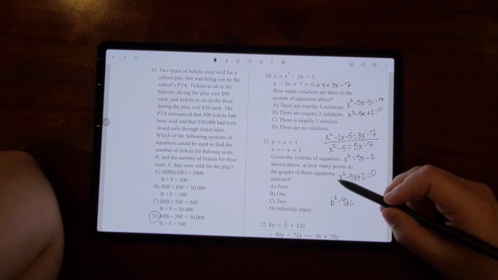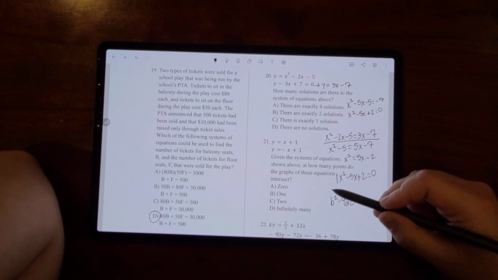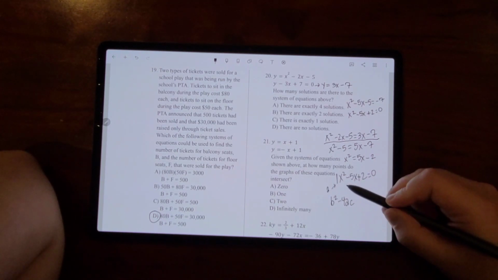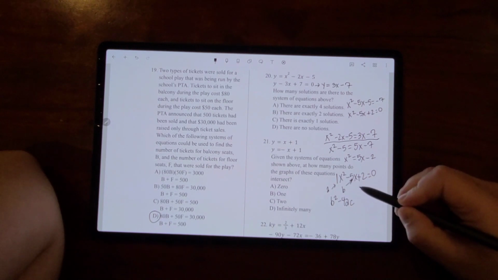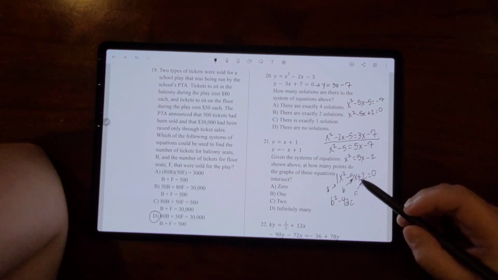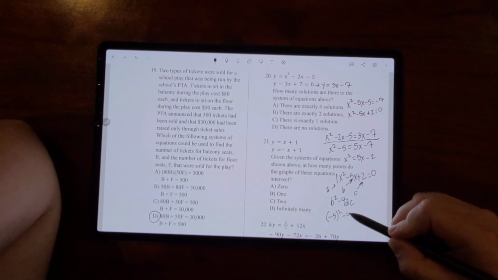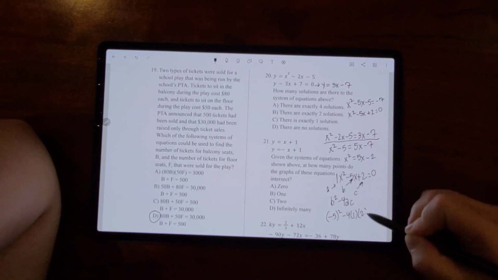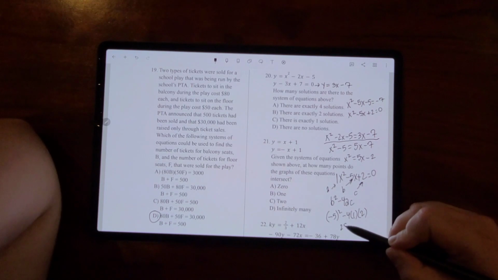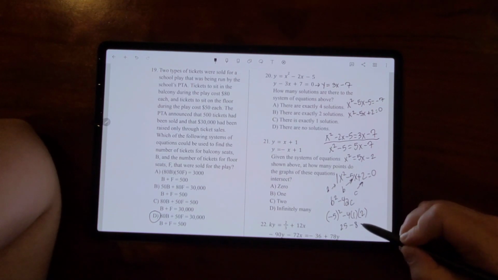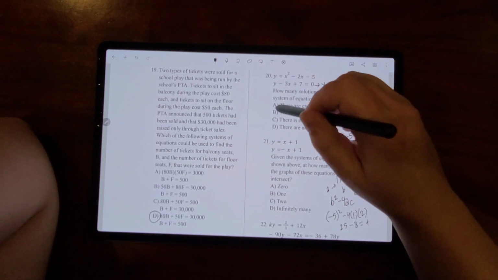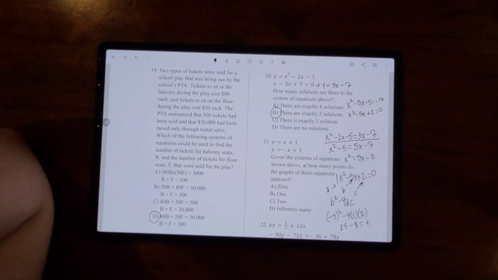So a is going to be the number in front of your x squared, which technically there's a 1 there, so a is 1. B is going to be -5, and then c is going to be your 2 right there. So I have -5 squared minus 4 times a is 1 and c is 2. So -5 squared is going to be 25, and then this is going to be -8. So I get a positive value, so then I know there's exactly 2 solutions.